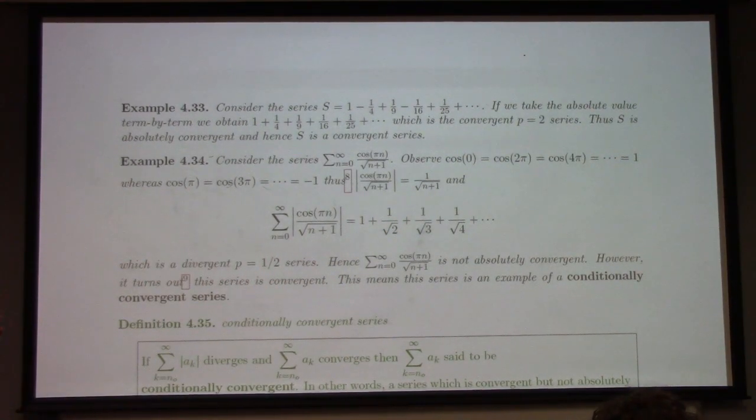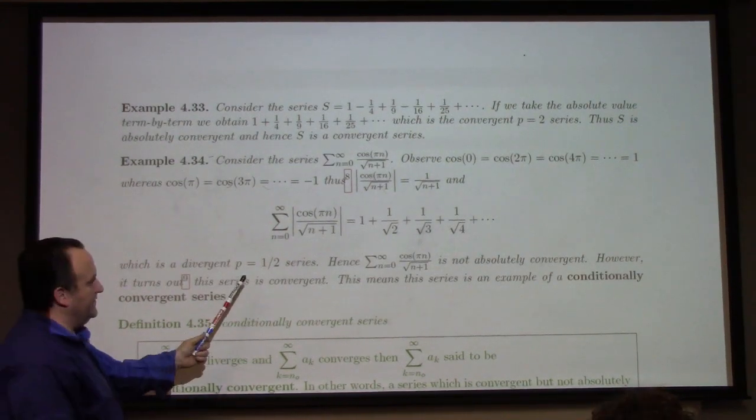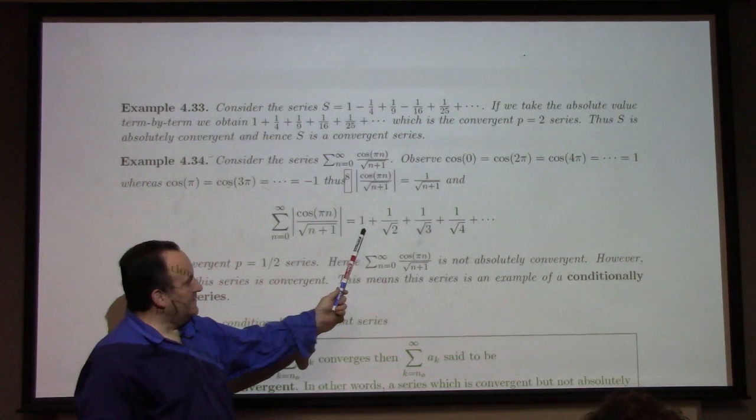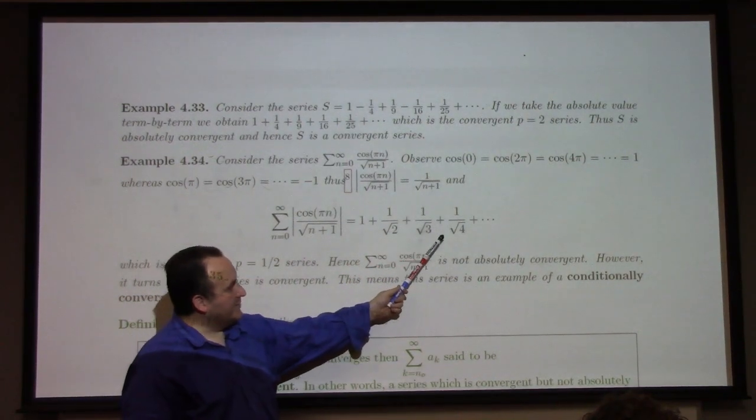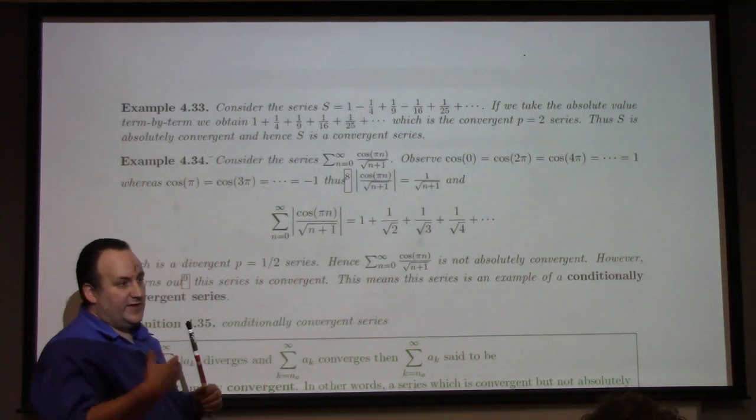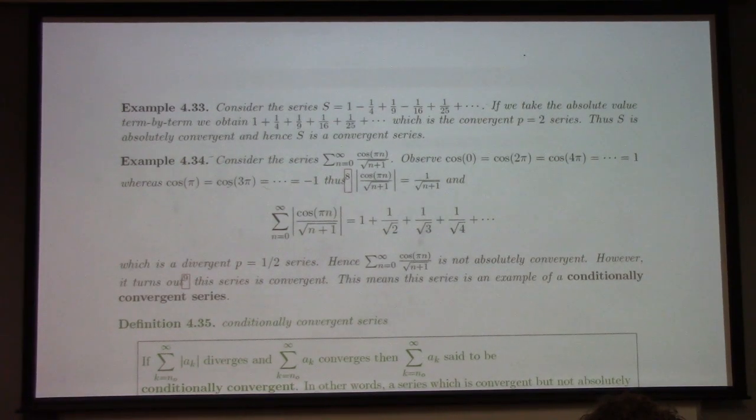And that is a divergent p equals 1/2 series, as you can see from just writing out the terms. It's 1 plus 1 over root 2 plus 1 over root 3 plus 1 over root 4 and so forth. p equals 1/2 is divergent. So this series is not absolutely convergent, all right? My question, though, is: is this series convergent?